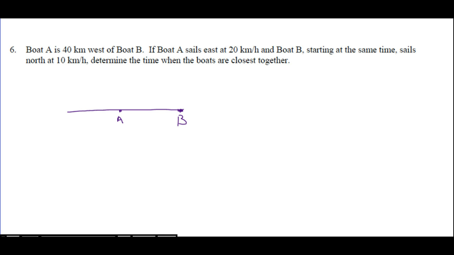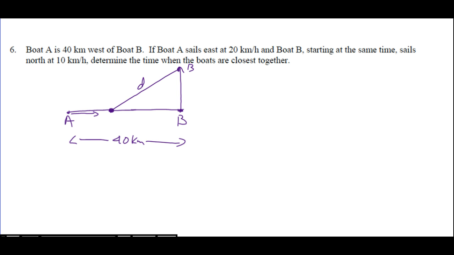So there's A and there's B. And which way? Boat A is sailing east. Oh, hang on. Let's move A. So there's A and there's B. And this is 40 kilometers. Now, boat A is moving east, so it's going this way. And boat B is starting at the same time, goes north. So there's B. And here's the distance between them.